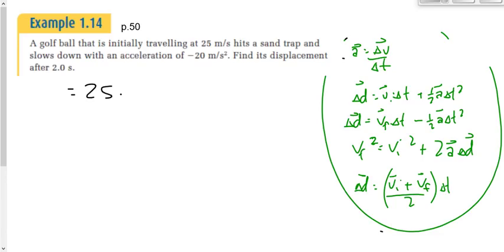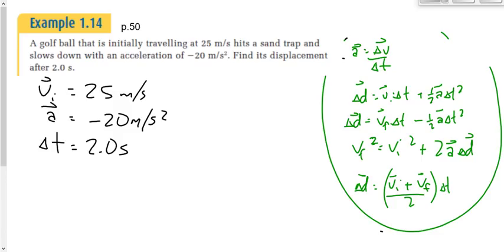Something's 25 meters per second. What is that? That's VI. The ball was initially traveling at 25. It's a sand trap that slows down with an acceleration of negative 20. What's that? That's the acceleration. 2 seconds, what's that? That's my time interval. And what are we looking for? The displacement. We're looking for delta D. All right, all 5 are valid. Which one do you want to try? Tim, which one looks like it might work here the best?